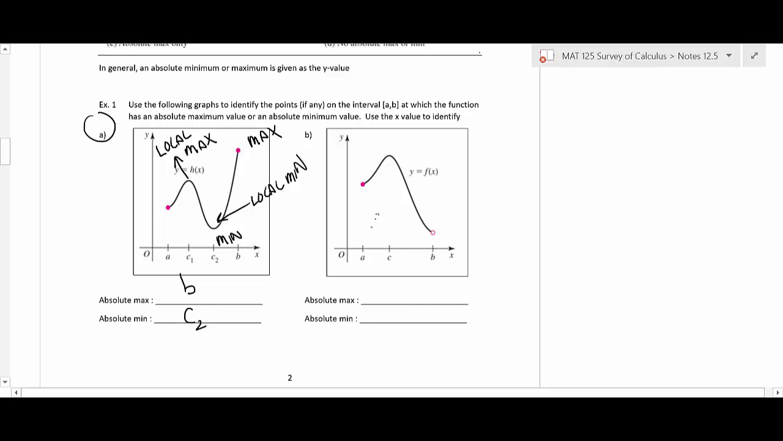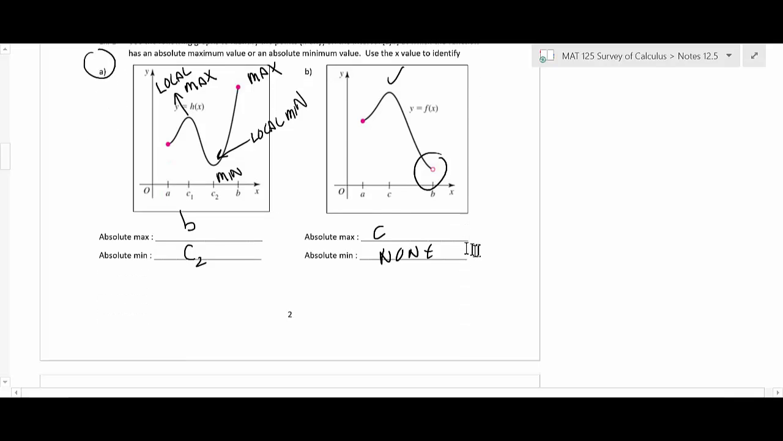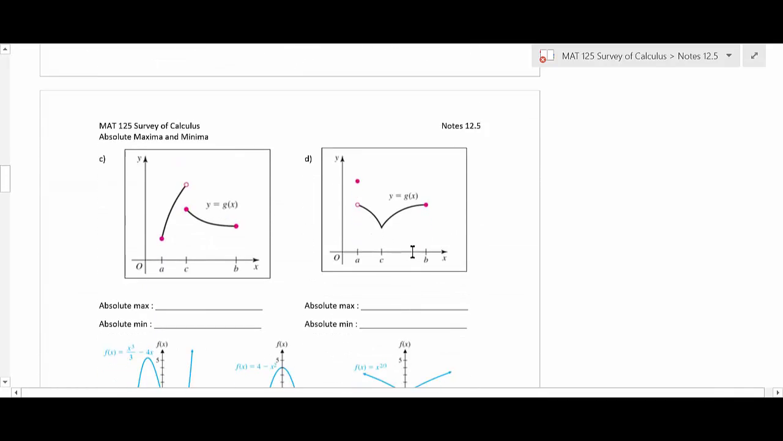Next one. Tell me what the local max is on this one. C, good. There's your max. How about the local or the absolute min? No, there isn't one. How come? It's not included. You'll never hit a low point. You'll get close to it, but you'll never hit it. In fact, you'll get infinitely close to it, but you'll never hit it.